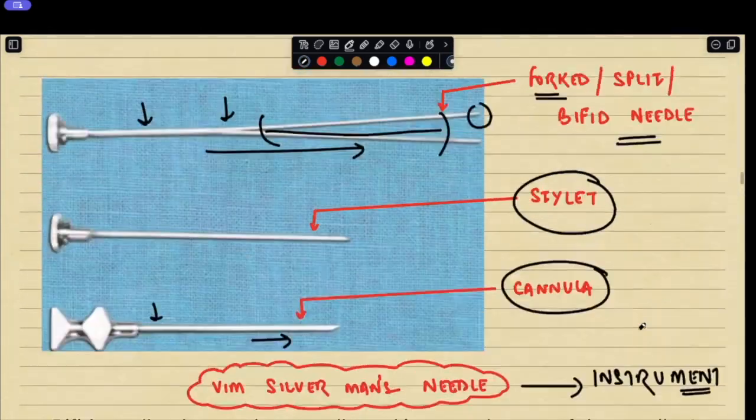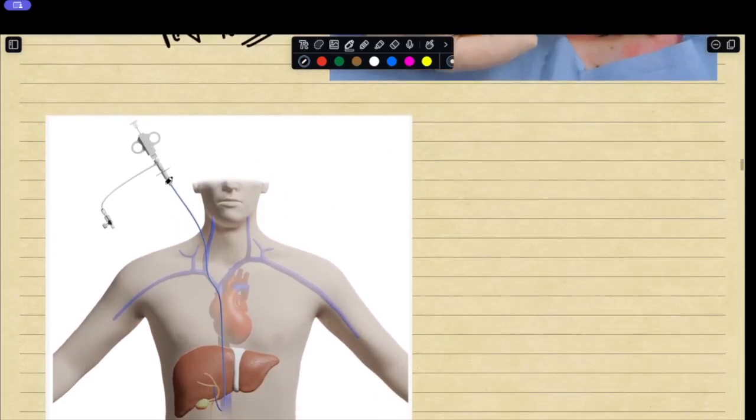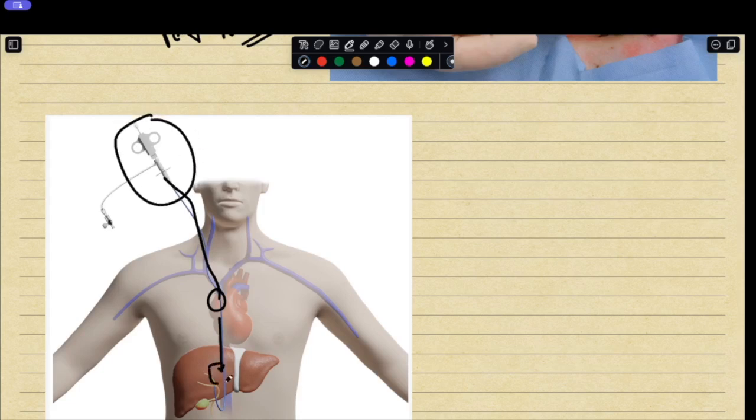So this is the transvenous or the transjugular approach. As you can see, they are entering via the jugular vein into the right atrium, inferior vena cava, and then they are entering the liver. And then through this particular catheter introduced, we are introducing a biopsy needle, and then a biopsy is classically taken.